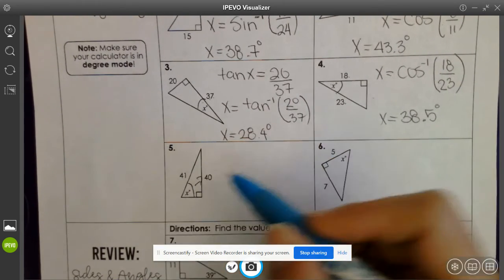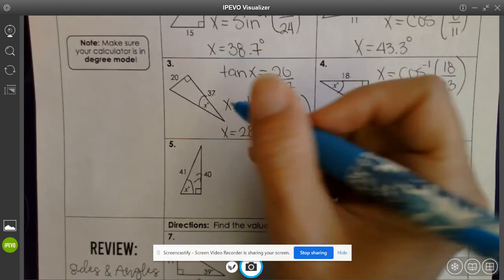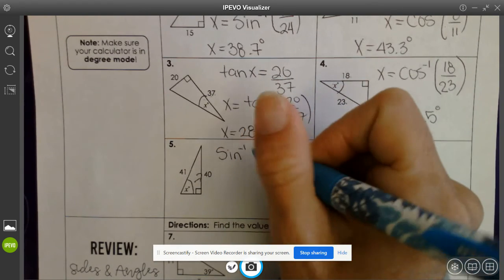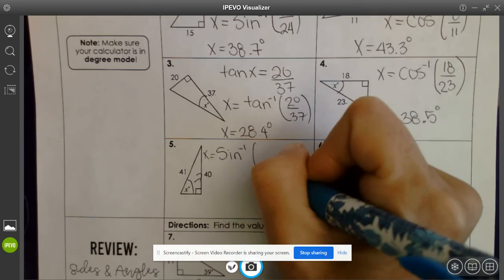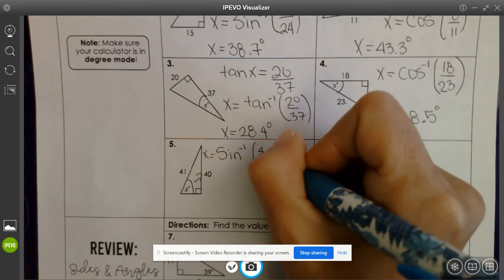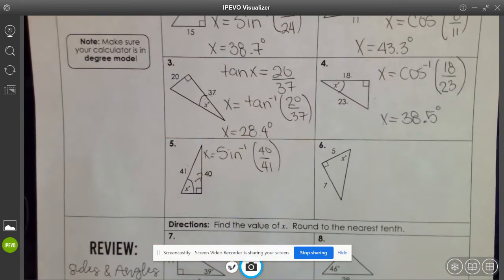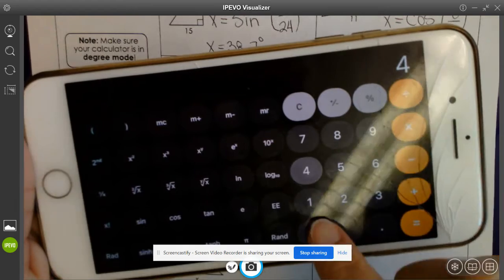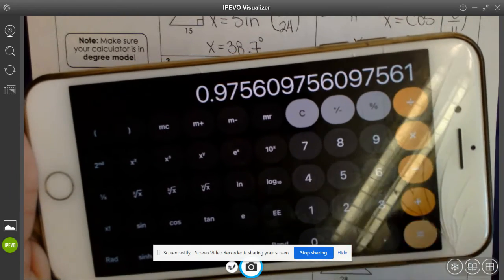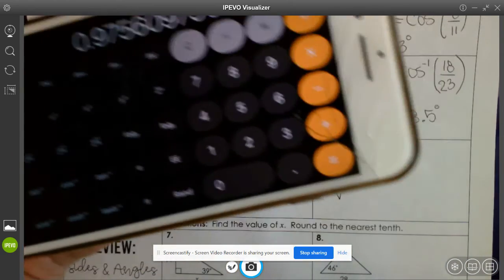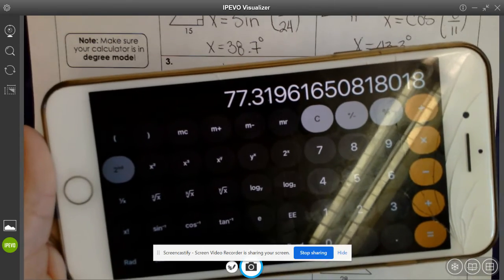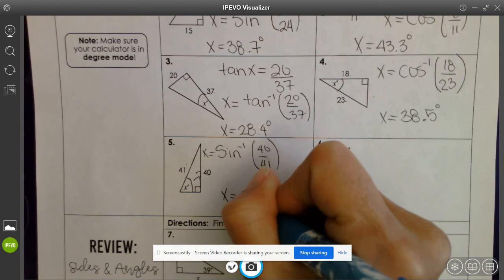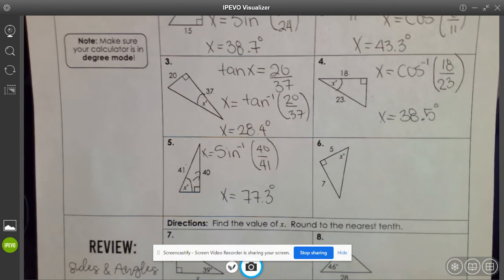That is the opposite over hypotenuse. That is sine. So that is sine inverse, and then x equals opposite over hypotenuse, that's 40 over 41. And then you put that in the calculator. That is 40 divided by 41 equals, and then press second, and then we're using sine. 77.3. So that's x equals 77.3 degrees.